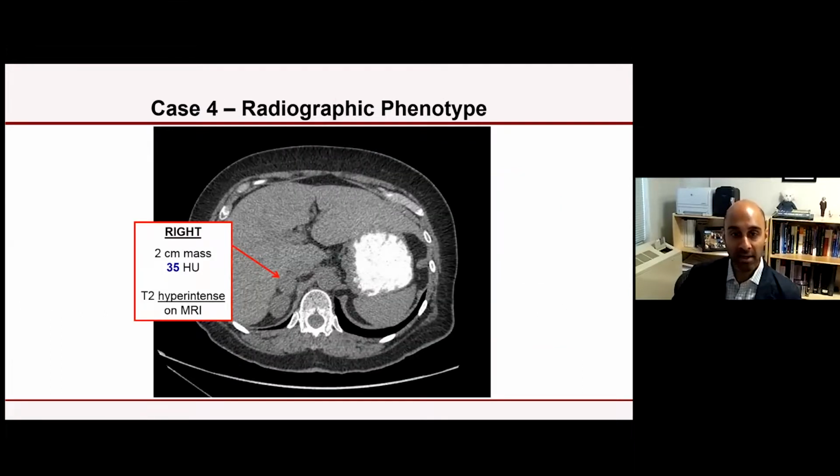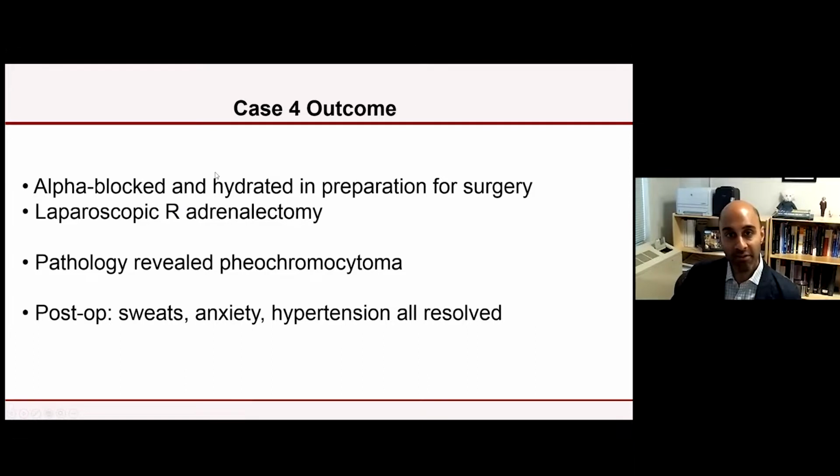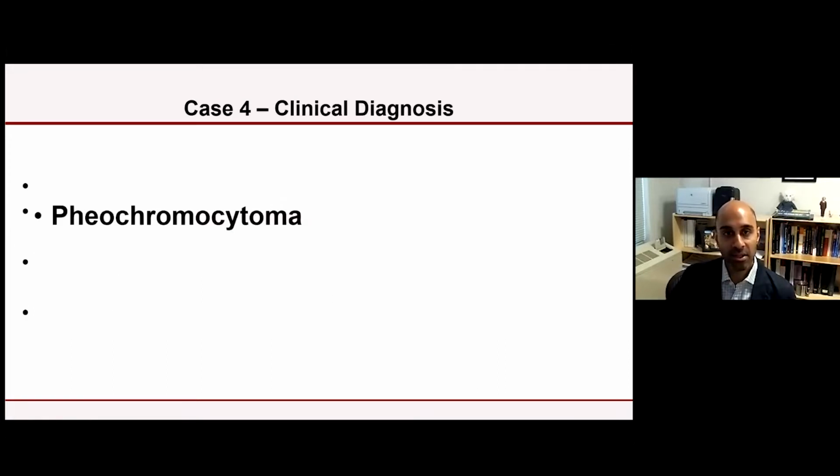So now you can localize it, and you can see on imaging, this is a scan that shows on the right adrenal, there's a 2-centimeter mass that's lipid poor. It's greater than 10 Hounsfield units. On an MRI, it might appear T2 hyperintense. So this woman was alpha blocked and hydrated in preparation for surgery. She had a laparoscopic right adrenalectomy that went without complication, and the pathology confirmed a pheochromocytoma. And amazingly, after the surgery, all of her symptoms, the sweating, anxiety, symptoms that she had just thought were her new baseline, completely resolved. Her blood pressure normalized. So this is an example of a pheochromocytoma presenting with pretty mundane symptoms that are often ignored or are not linked with catecholamine excess.